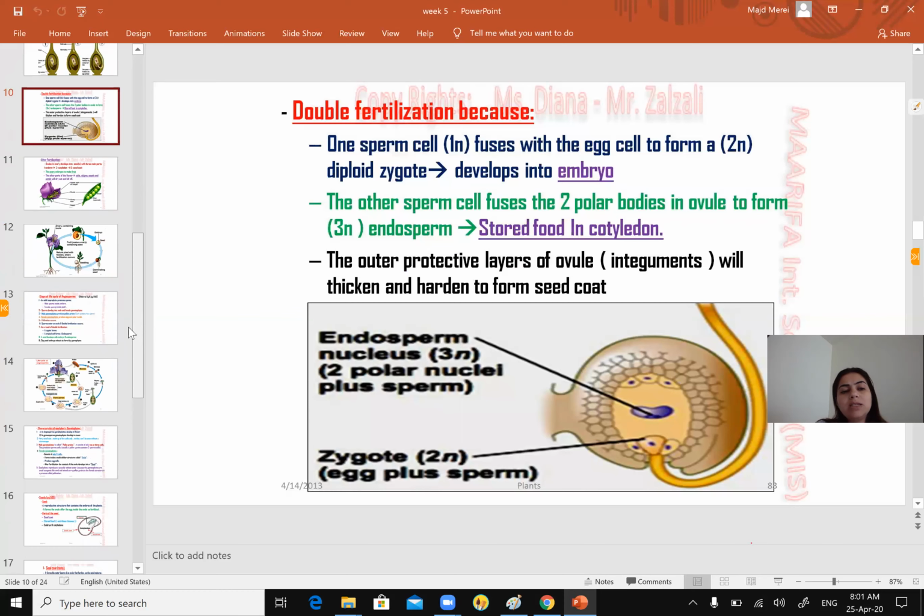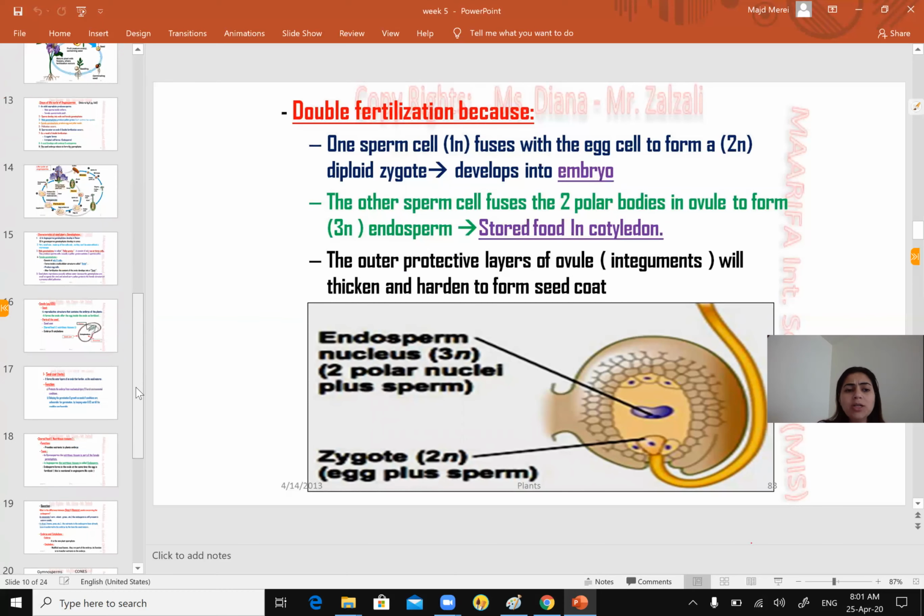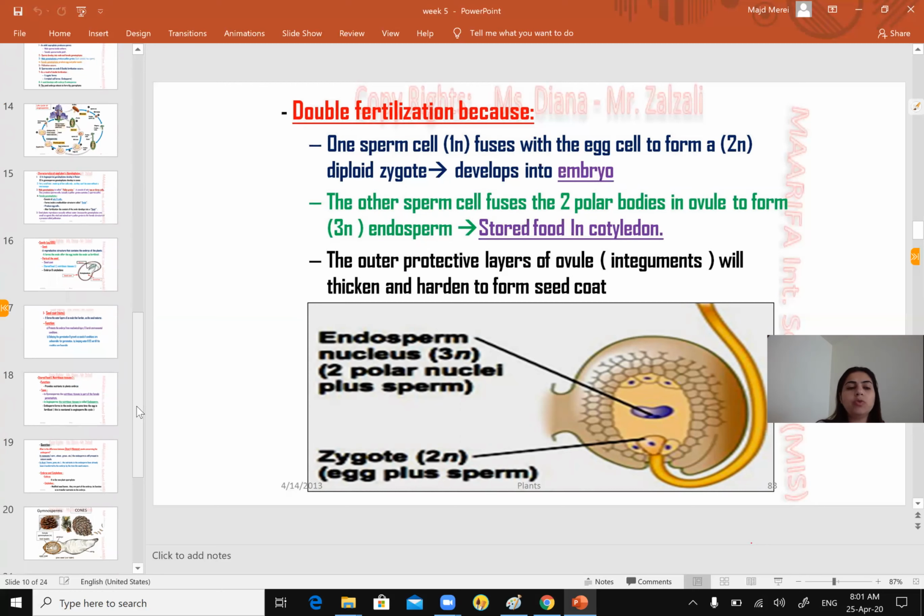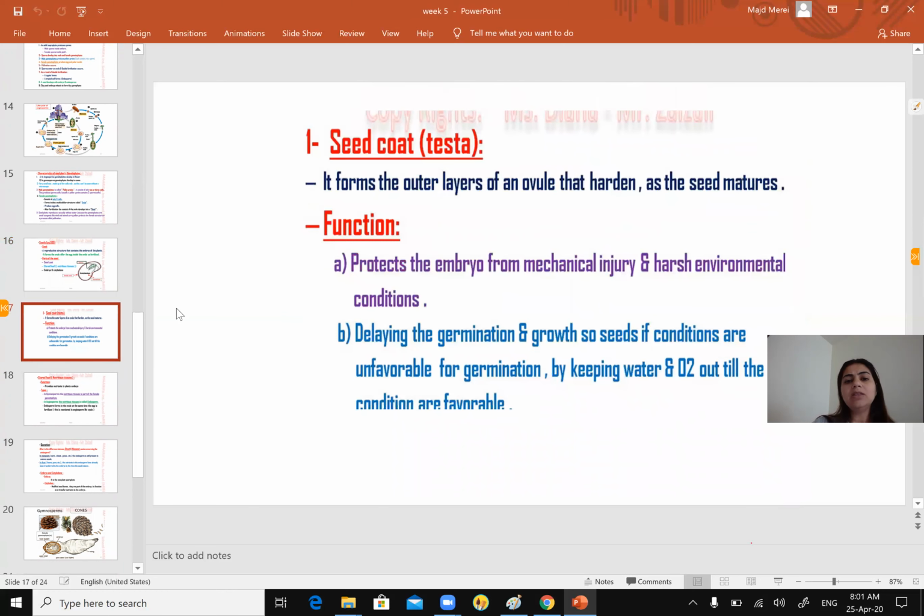Now, why is the seed coat important? We discussed before, when we covered the adaptations that help plants survive on land, that this seed coat protects the embryo from mechanical injury and harsh environmental conditions. It will also delay germination and growth. So seeds will not germinate unless there are favorable conditions. How? It keeps the water and the oxygen out till the conditions are favorable.